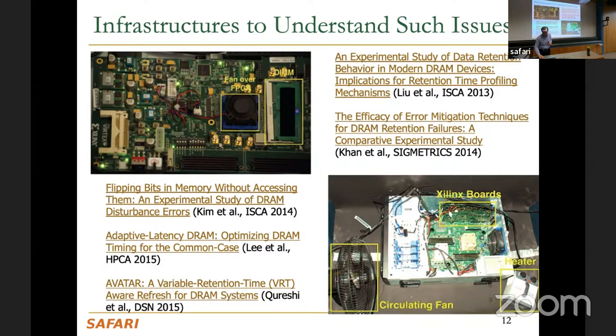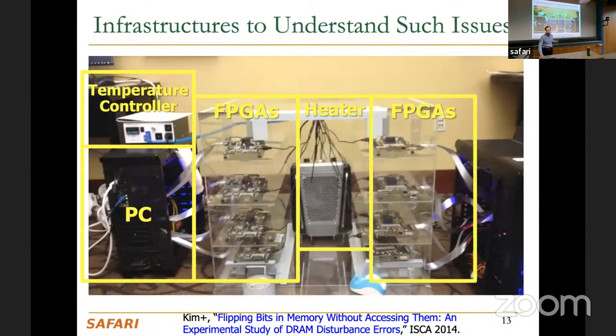And you can see some papers over here. We're going to cover some of those later today and potentially in later lectures. And this is the RowHammer paper we will discuss. We built up this infrastructure so that you can have many FPGAs, many DRAM chips, and better temperature controllers, because temperature is important to examine also, as we will see later on.